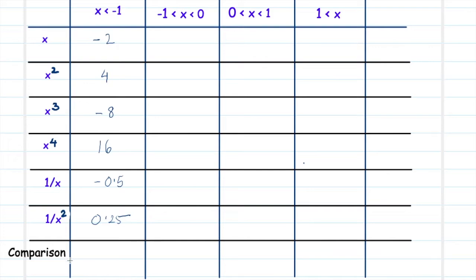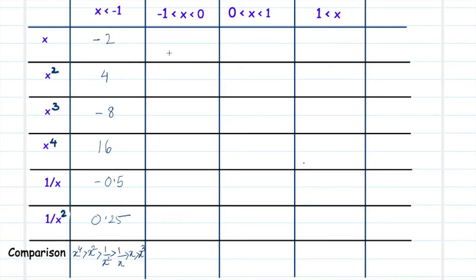So what would be the comparison here? Obviously, x to the power of 4 will be greater than x square, which will be greater than 1 by x square. These are all positive. And the next number in line would be minus 0.5. As you can see, among the negative numbers, this is the greatest. So it is 1 by x, which is greater than x, which is greater than x cube. So that's the relationship for x less than minus 1.